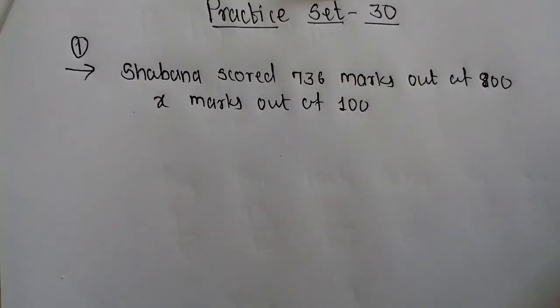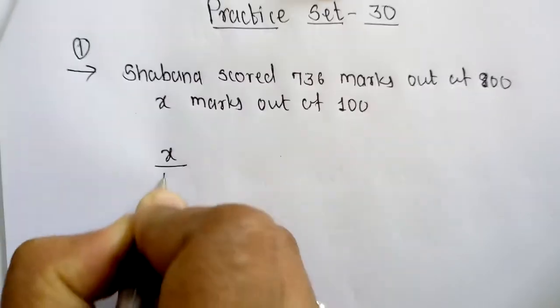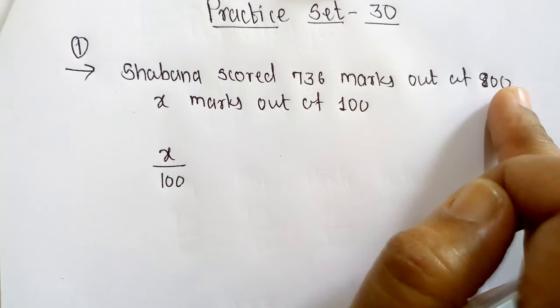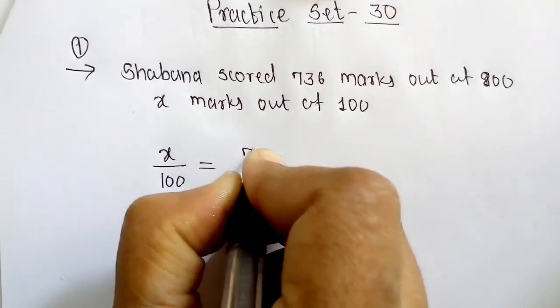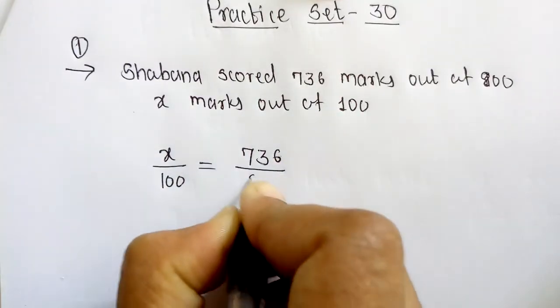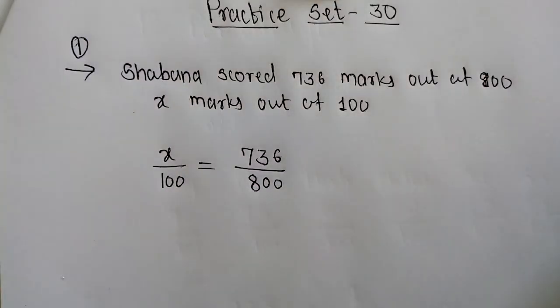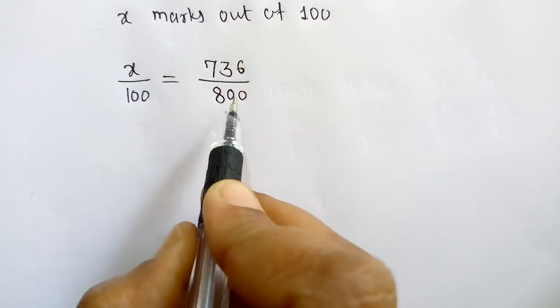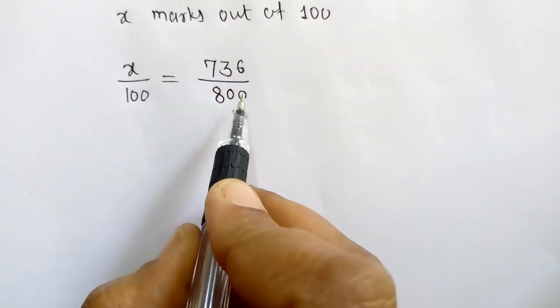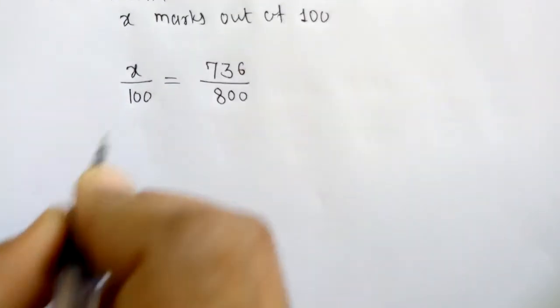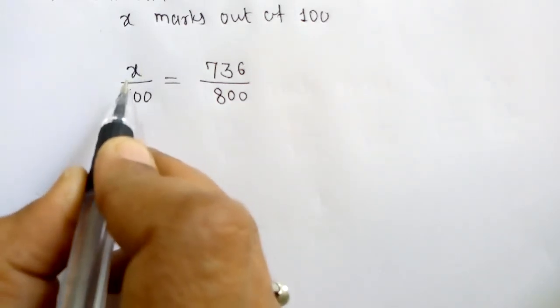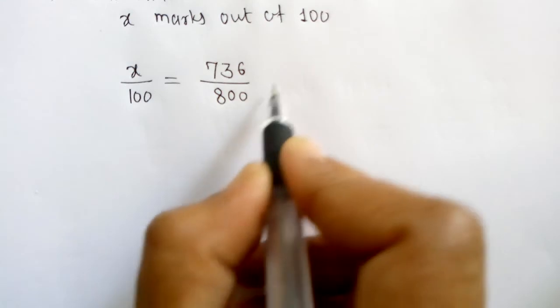So you know how to write it now. How to write x out of 100? We have to write x upon 100. And how to write this 736 out of 800? It will be 736 upon 800. Simple. Now when we find out this value of x, we will get the percentage. It means how much percentage Shabana scored. So to get the value of x, we want only x on the left side. So we have to take this 100 to this side.